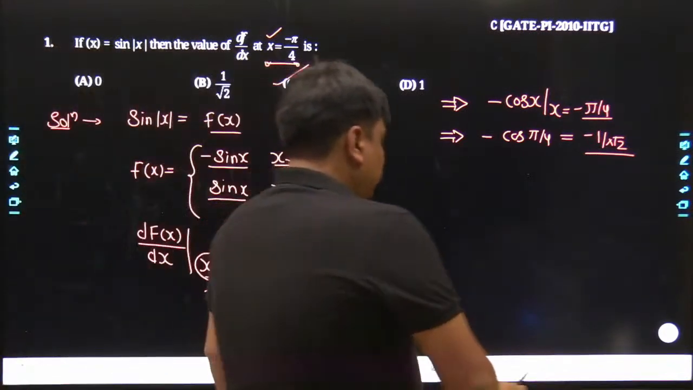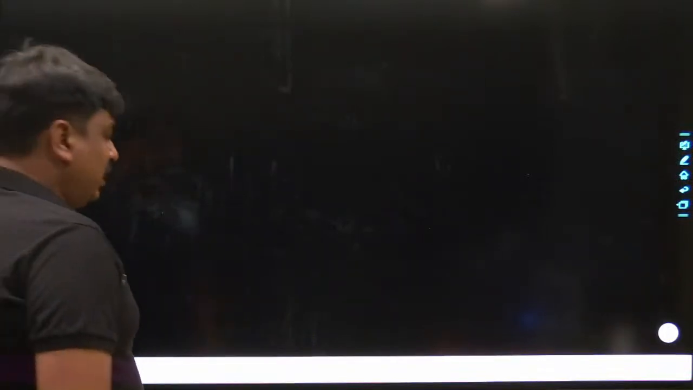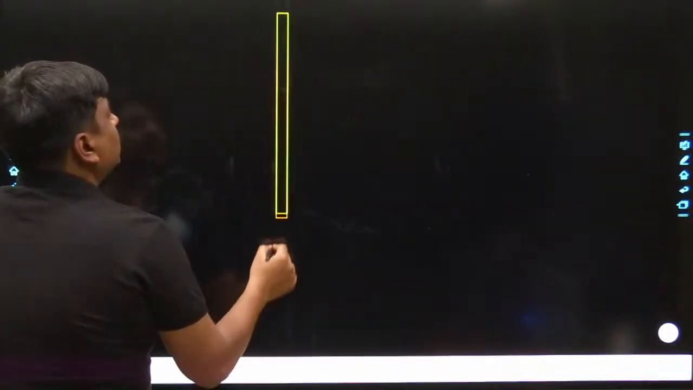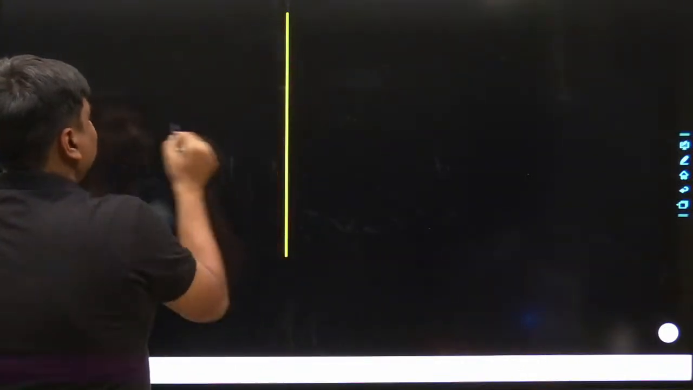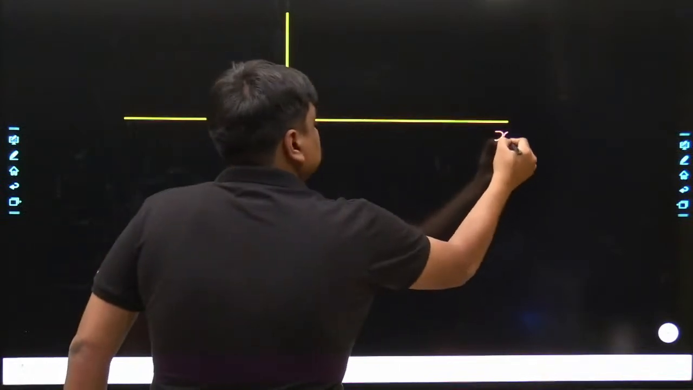If you want to learn this problem with the help of the graphical method, you can approach this problem with the graphical method also. For that, at the very beginning, we are going to take an xy plane. Here goes the vertical axis y, here goes the horizontal axis x.